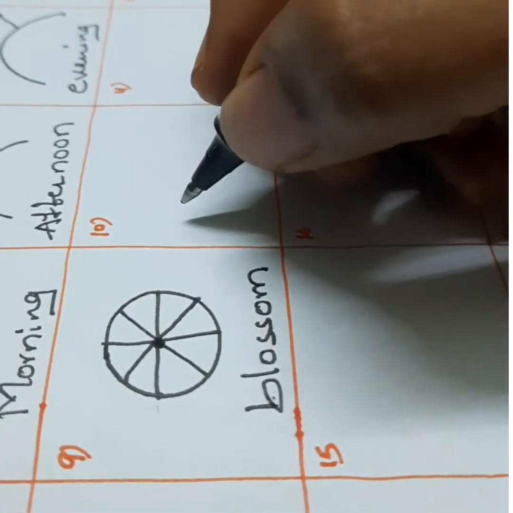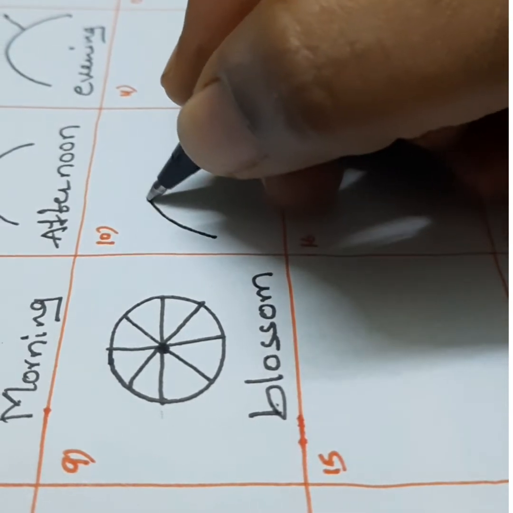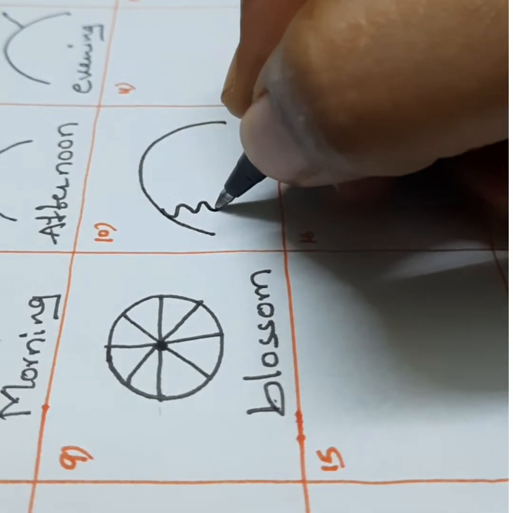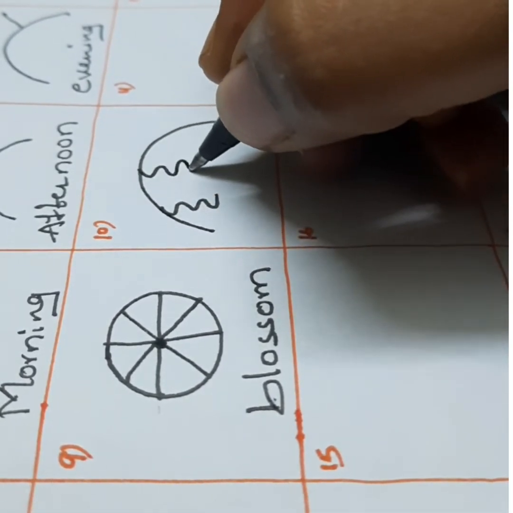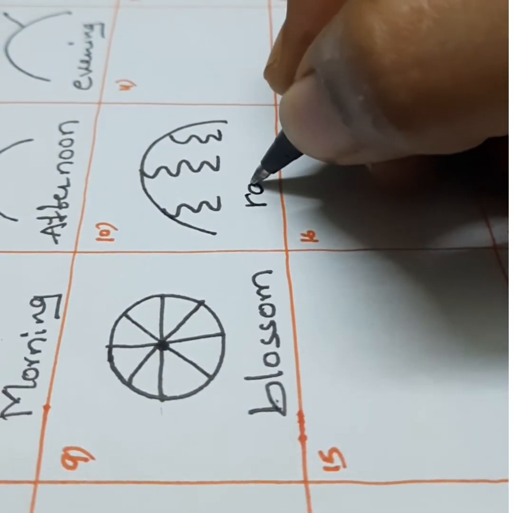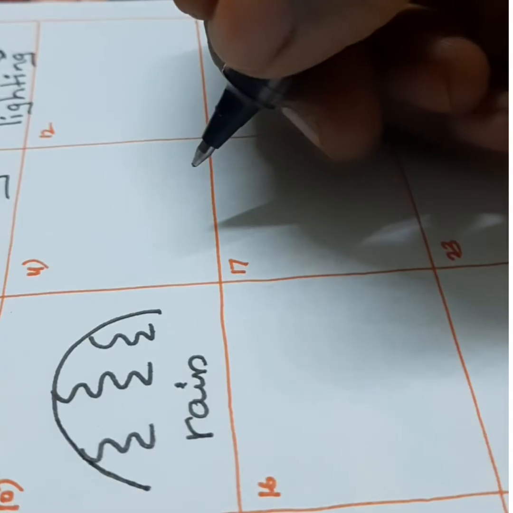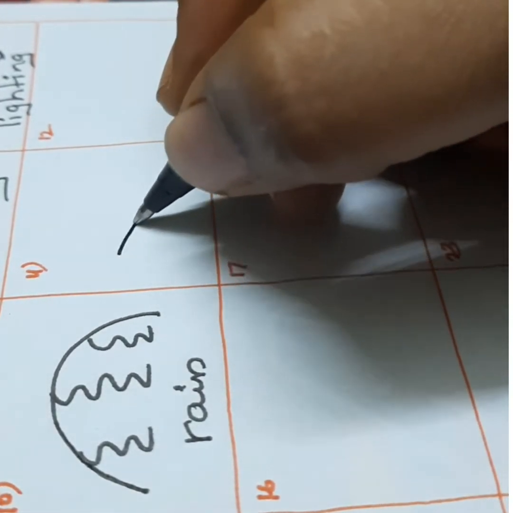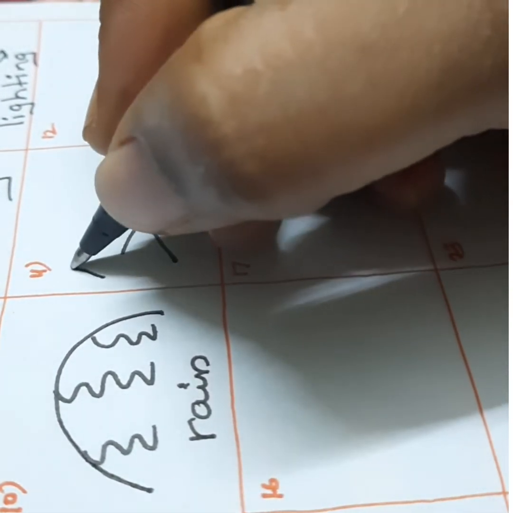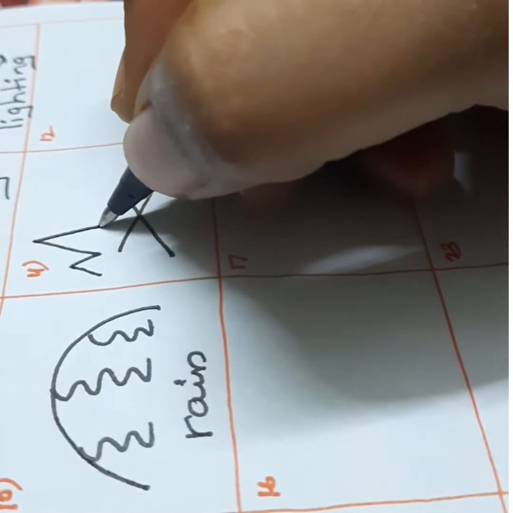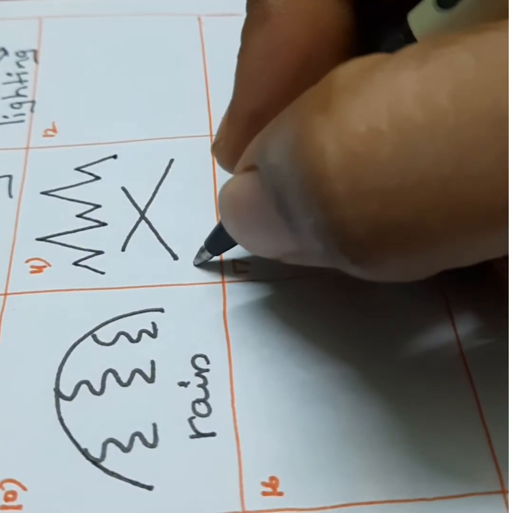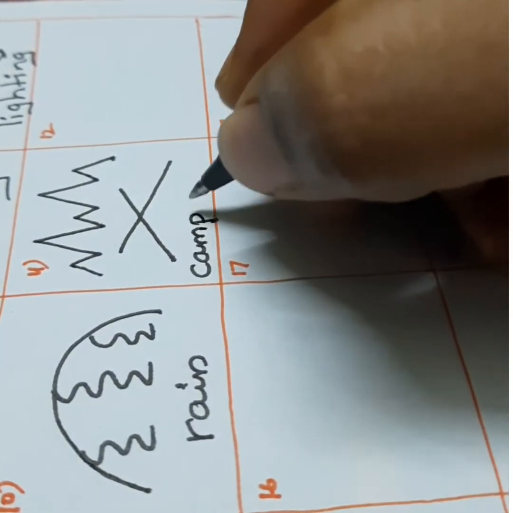Tenth one is the rain. Draw the curve line and draw the zigzag shapes attached with the curve line. The eleventh one is the campfire. So draw the two slanting lines and draw the slanting lines, small and big slanting lines. This is the flame. So this also looks like mountain shapes.